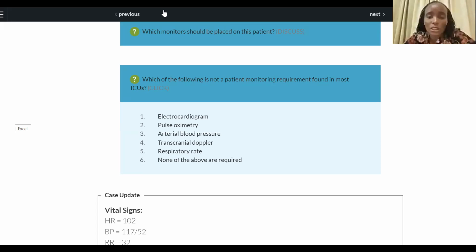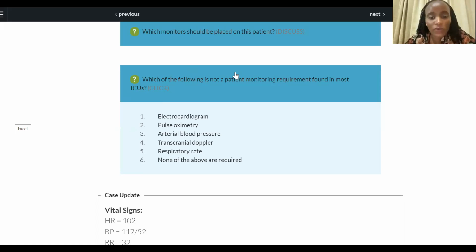So the ECG, the electrocardiogram, is very essential and it's a requirement in most ICUs because you're able to know what rhythm is there currently and you're able to make a diagnosis of the type of rhythm that the patient has. It could be a tachycardia, it could be a supraventricular tachycardia, it could be atrial fibrillation. So you're able to interpret the ECG readings and then make a judgment and make a diagnosis.